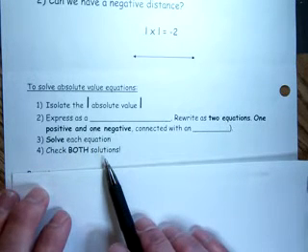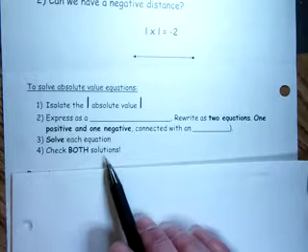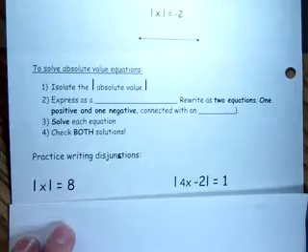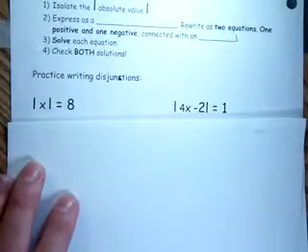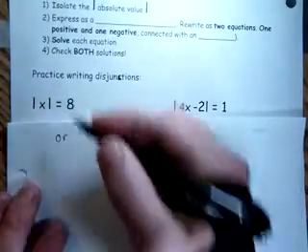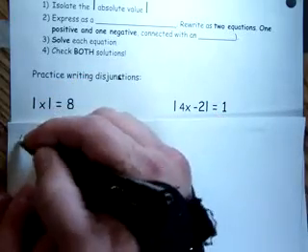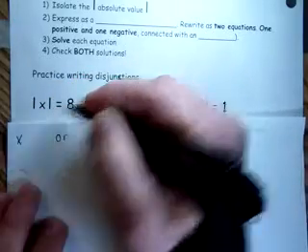You're then going to solve each equation, and you're then going to check both solutions in the original absolute value equation, making sure they both work. If, listen carefully, if one of your answers does not work, it's considered extraneous. E-X-T-R-A-N-E-O-U-S, extraneous. It's extra. It doesn't work. You cannot include it in your solution set.